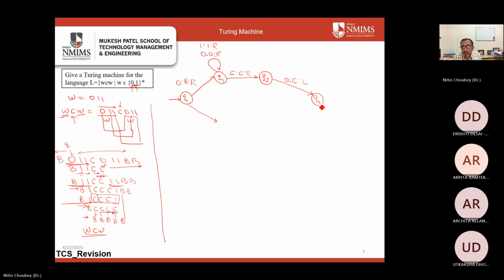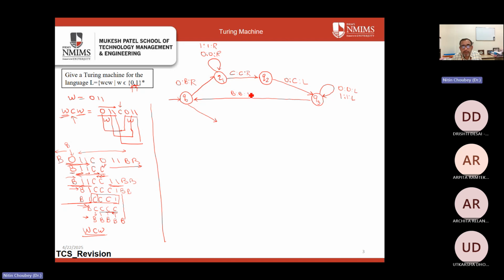Now here, Q3. What is needed is just to traverse the whole set of input symbols available. Move up to the leftmost blank. Once you receive blank, turn the direction and repeat the same process which you did in Q0. So what does it mean? 0 replace with 0, move to left. 1 replace with 1, move to left. And on the receipt of the first blank on the left hand side, replace blank with blank and move to right, not left.